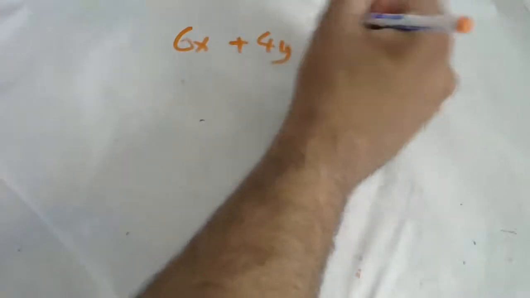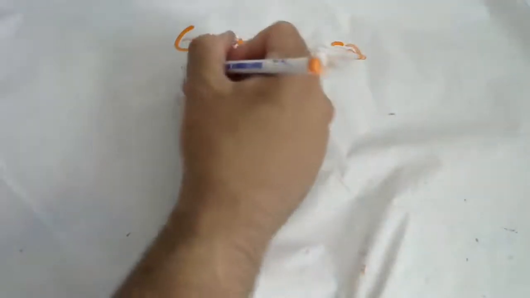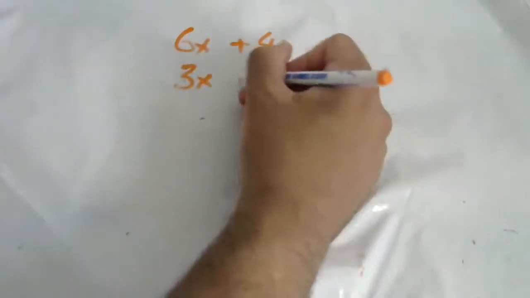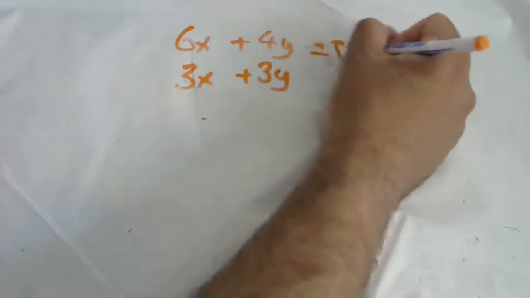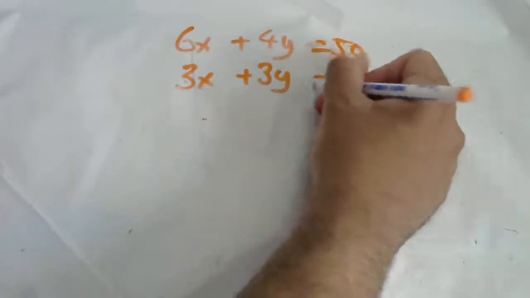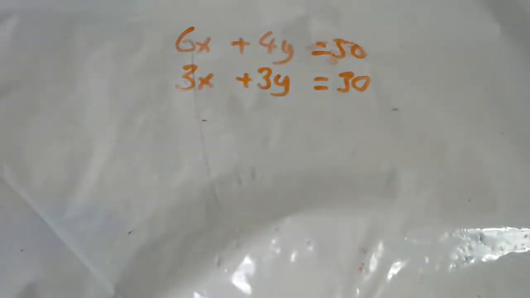Right, down a bit. So, what was it? 6x plus 4y equals 50. And underneath, 3x plus 3y. So what did I say? 50, didn't I? 50, there we go. Equals 30. All right. Now you can switch up the letters on this if you're clever, but otherwise just do it the way you're comfortable doing.